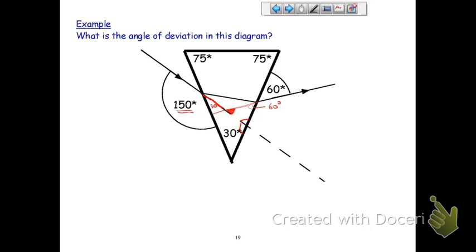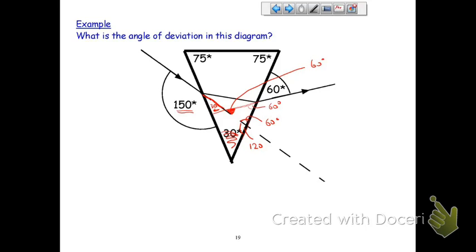Yep. If that's 30 and that's 30, then this angle here is 120. Agreed? Because that's a straight line. If that's 120, this angle here is 60, because that's a straight line. If that angle there is 60, this angle here is 60, because that's a triangle. 180 degrees to a triangle.